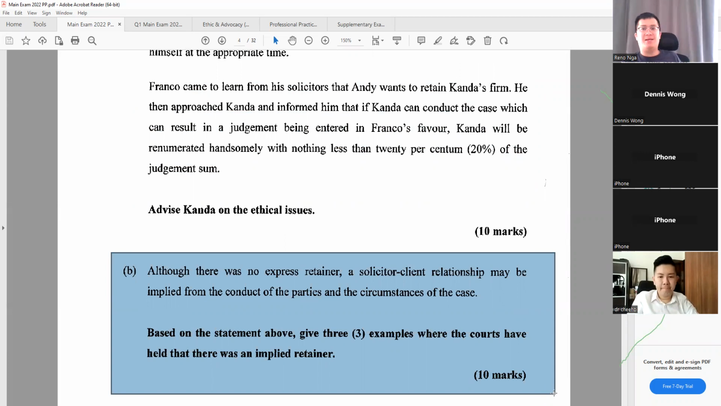Okay, retainer in general or layman English means I appoint you. So today I appoint Dr. Chi. So this is a retainer. A client appoints a lawyer. So they are asking you, if we have no express retainer, which means I did not expressly say I appoint Dr. Chi, in what situation, give 3 examples, the court may hold there is an implied retainer. So in what situation, although there is no express or written retainer, the court will say there is a solicitor-client relationship.